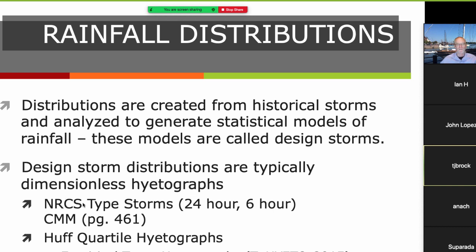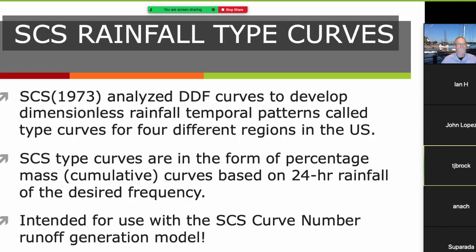So let's look first at the NRCS type storm. There's 2 of them, a 24-hour and a 6-hour. And then we'll briefly talk about quartile hydrographs. So in 1973, the Soil Conservation Service analyzed depth duration frequency curves to develop dimensionless rainfall temporal patterns called type curves for 4 different regions in the U.S.